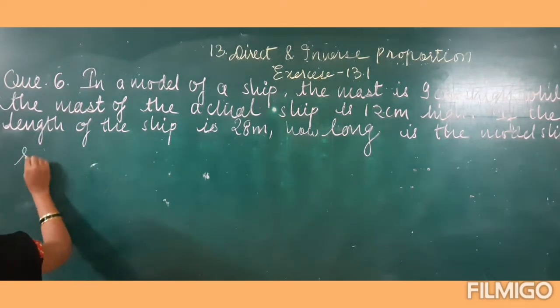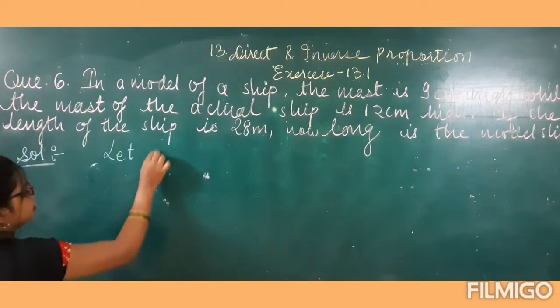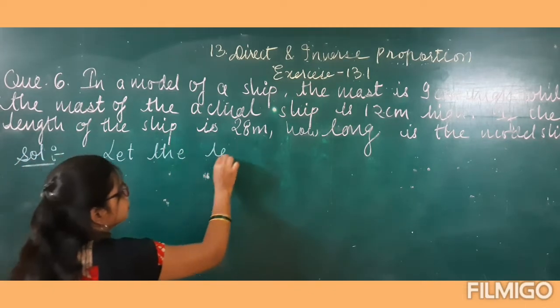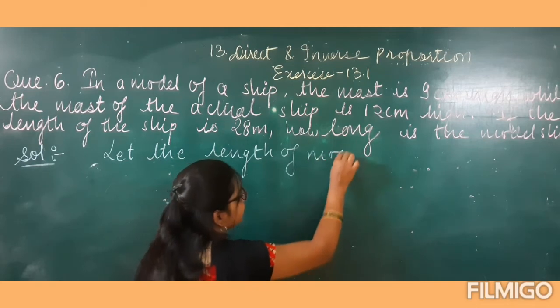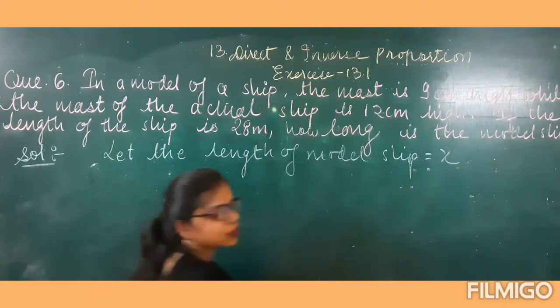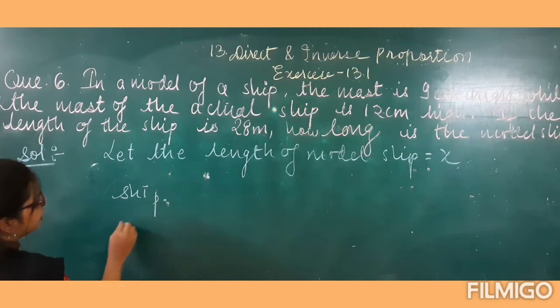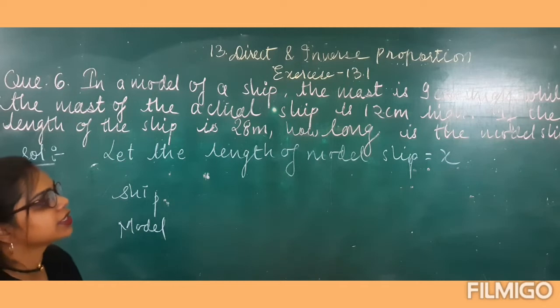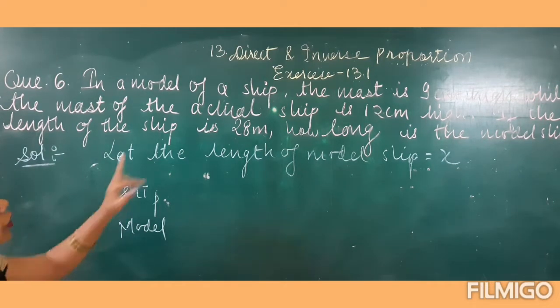So here, let's suppose let the length of the model ship be X. Here I am writing ship and here I am writing the model. The length of the mast of the model is given how much? 9 centimeter. 9 centimeter is given, and you have to find out the length.